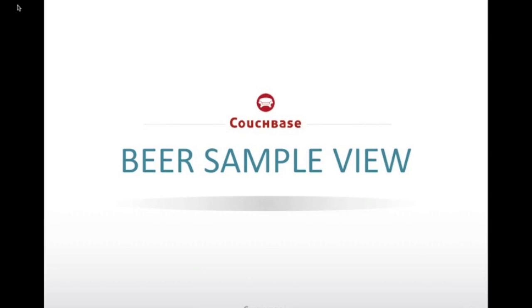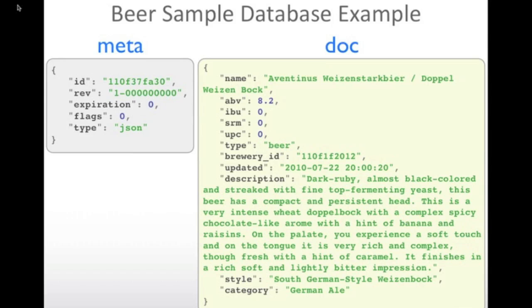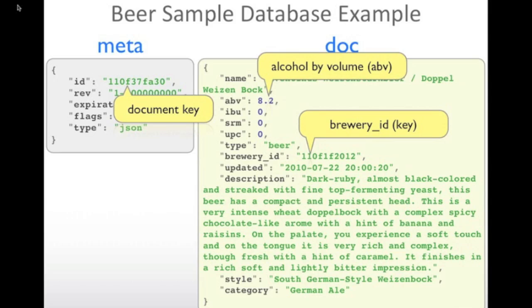So I'm going to talk a little bit about the sample view, and then I'm going to try and give you a quick demo of the interface and talk through that. So here is an example document. On the left side, I have the meta information. This is like a document key. And then within the JSON document on the right, I have the alcohol by volume, and then I have the brewery ID. And those are important for the map function that I'm going to create.